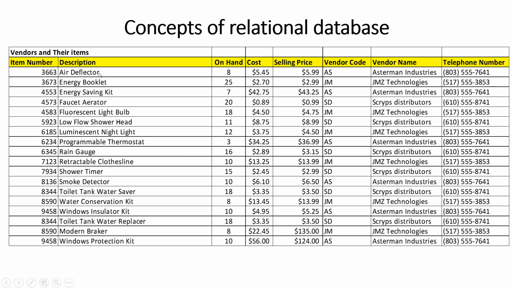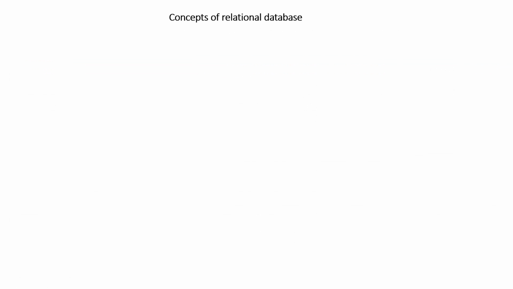So for example, air deflector, it's like an inventory table, right? We have 8 on hand, cost is 545, selling price, then it says that it belongs to vendor AS, which is vendor code AS, vendor name Asterman Industries, and their phone number. And we have many items in our inventory. Imagine that this is the inventory of some electronic store which sells some stuff. It has vendors on the right side and items it tries to sell, or keeps track of, on the left side.